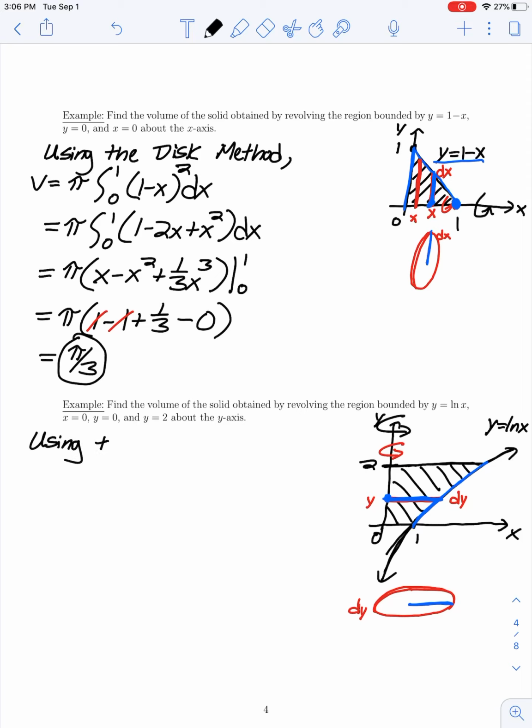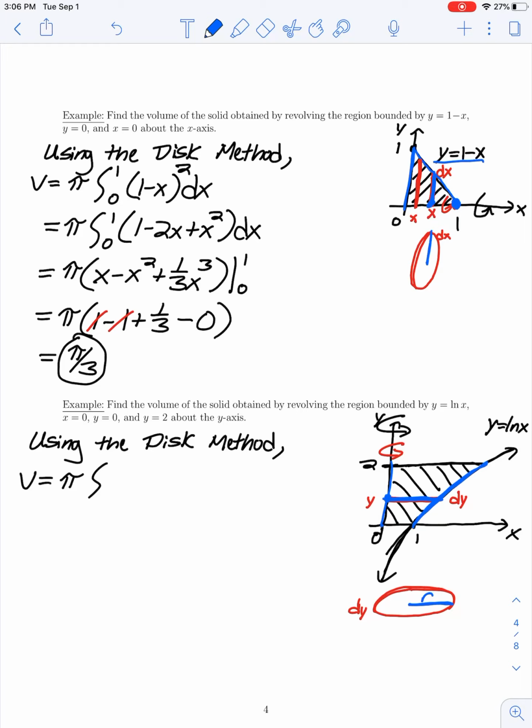So I'll say using the disk method, the volume of this solid would be found by integrating pi times the radius of our disk squared. Now what's a little tricky here, our radius, r, in this disk, is going to be the horizontal distance from the y-axis out to our curve.